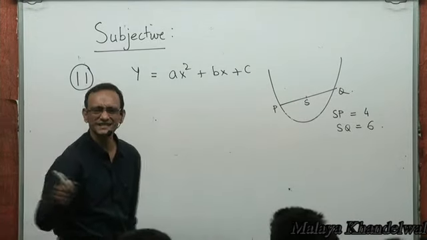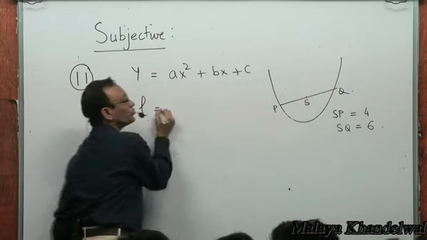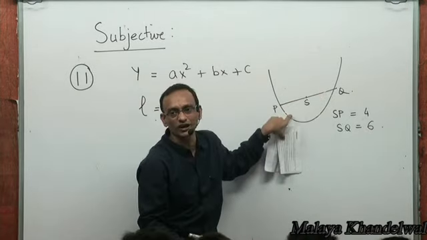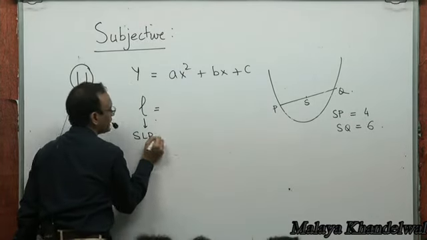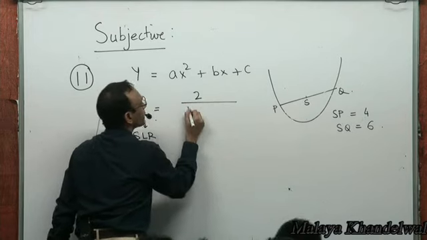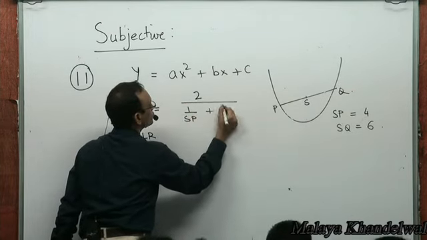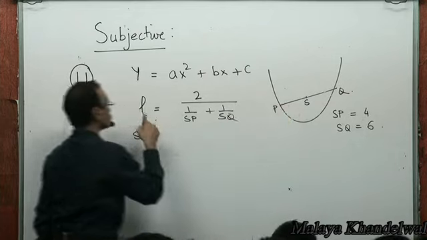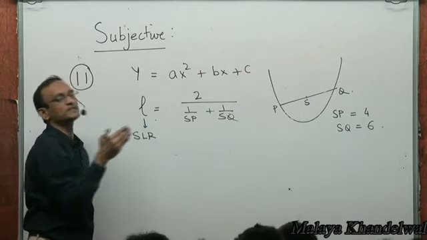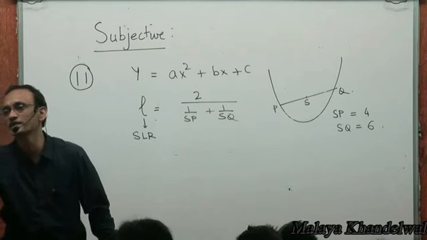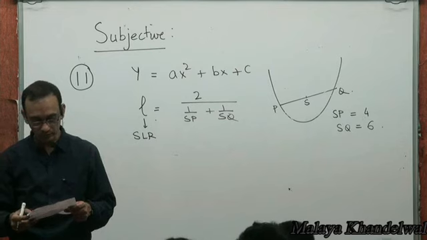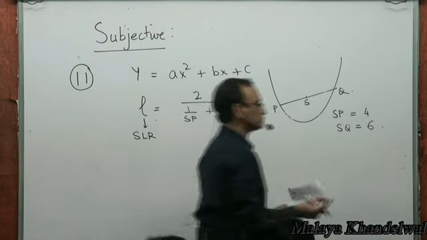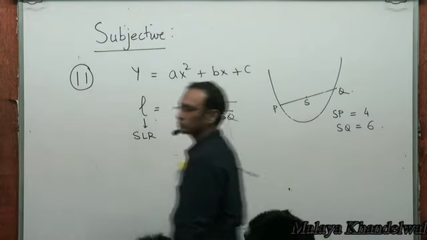Remember the property I discussed yesterday? The semi-latus rectum would be the harmonic mean of the segments of any focal chord, right? So the semi-latus rectum, SLR, would be 2 divided by 1 by SP plus 1 by SQ. SP is known, SQ is known, so the semi-latus rectum would be known. Latus rectum then would be twice L. Did I discuss this property earlier? Clear?